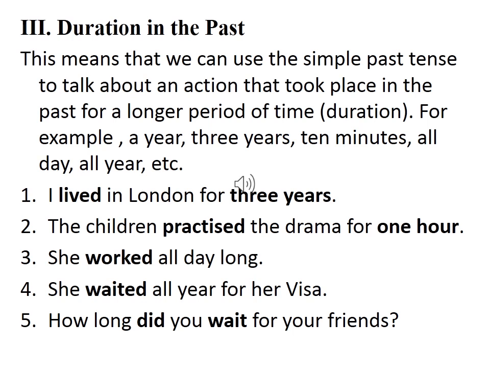I lived in London for 3 years. The children practiced the drama for 1 hour. She worked all day long. She waited all year for her visa. How long did you wait for your friends? Now, in all these examples, you notice that the point of time is past, therefore the verb is in the simple past tense, and the duration or period of time is given to us. And the period of time is also something that has happened in the past. Therefore, we have to use the simple past tense.